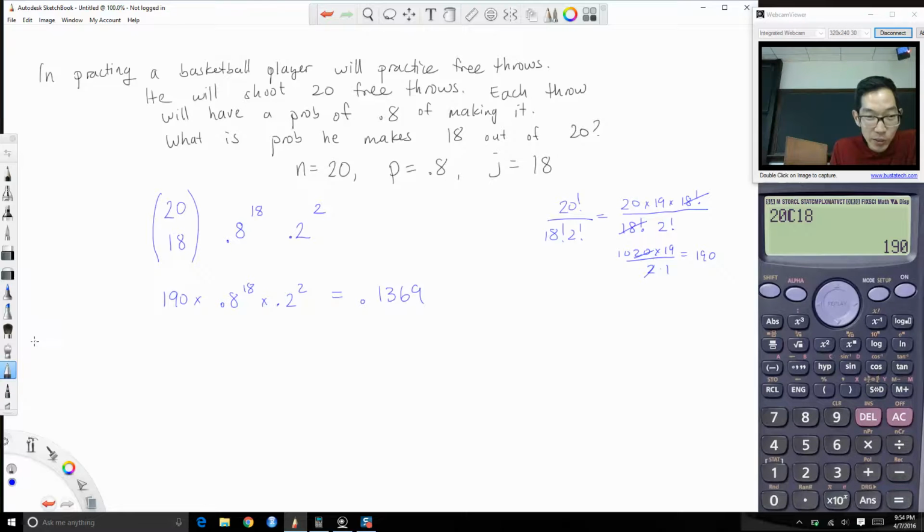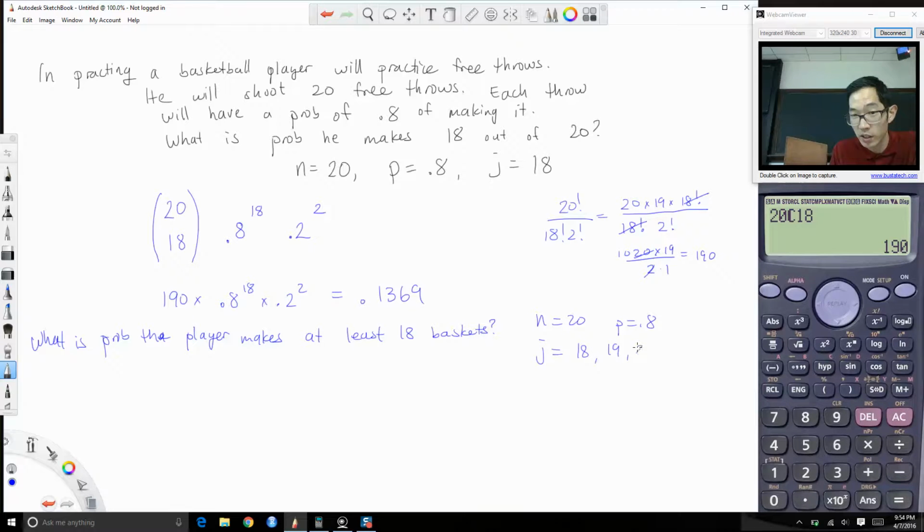All right, so we have this. I could just ask, what is the probability the player makes at least 18 baskets? How do we answer at least 18? So here, n is still 20, p is still 0.8, but j is now equal to 18, 19, and 20. All right, and so here I have the answer to 18. I have the probability that y equals 18 to be 0.1369.